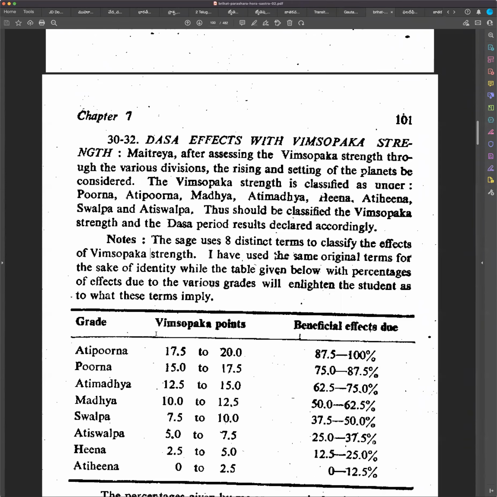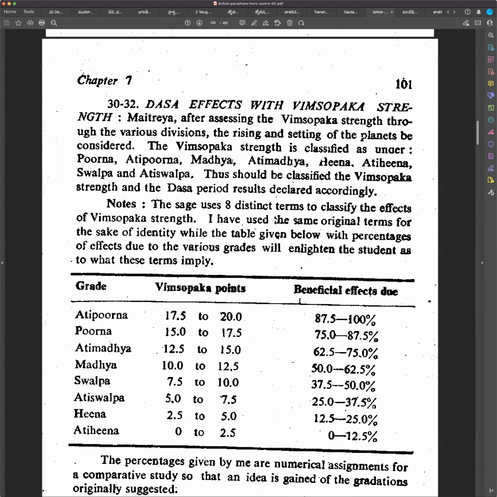So what are you saying? After assessing the Vimshopaka strength through all the various divisions, the rising and setting of the planets should be considered. The Vimshopaka strength is classified as Purna, Atipurna, Madhya, Atimadhya, Heena, Atihina, Swalpa, Atiswalpa. So these are the 7 categories. This should be used to classify the Vimshopaka strength and the Dasha period results declared accordingly.